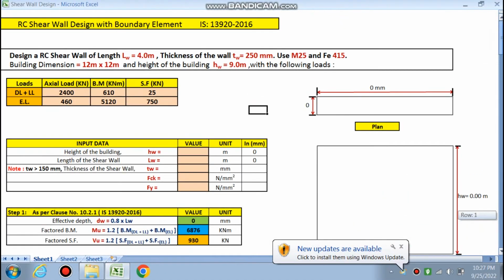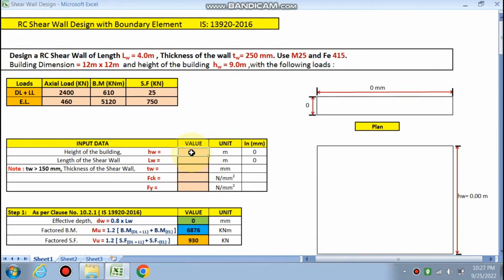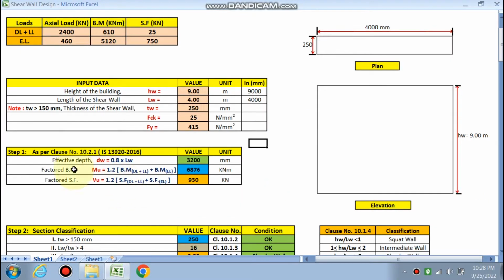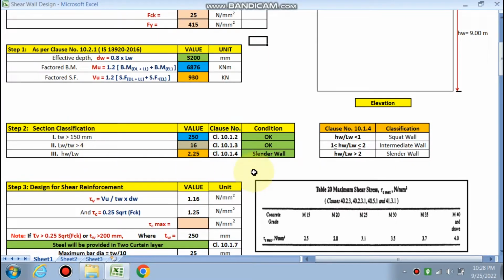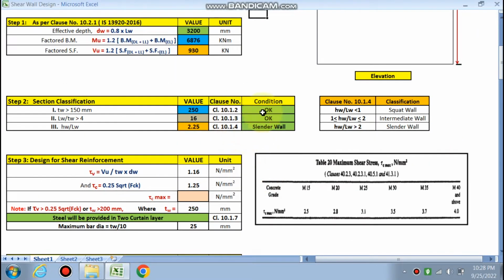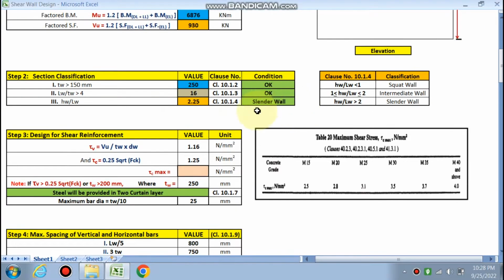So let's start. What we have done, we will do it very quickly. HW, the height of the wall, is 9 meter, LW, the shear wall length, is 4 meter, TW, the thickness of the wall, is 250 mm, fck is M25 and fy is 415. The effective depth is calculated as 3200 by this formula, factored bending moment Mu is calculated, and Vu, the factored shear force, is calculated as 930. Section classification is already done in part 1, explained in detail. This is a slender wall.